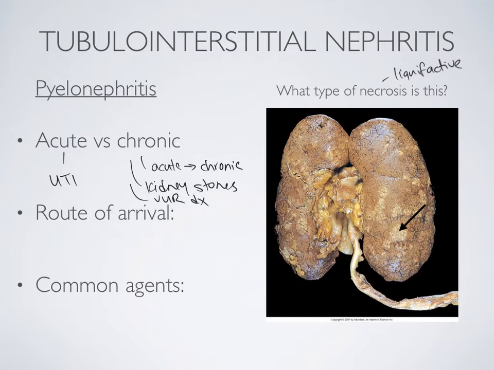So almost all of the time, pyelonephritis comes via the ureters. Very rarely will you get a blood infection into the kidneys. If you have a blood infection, you have sepsis and you have other bigger problems. Anybody know what the most common agent? Or you could even just tell me where it might come from.